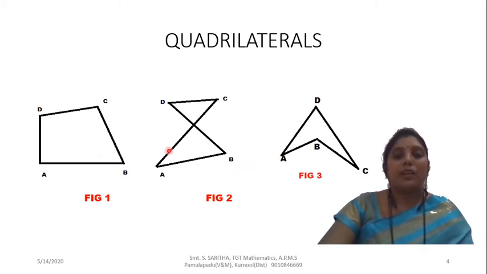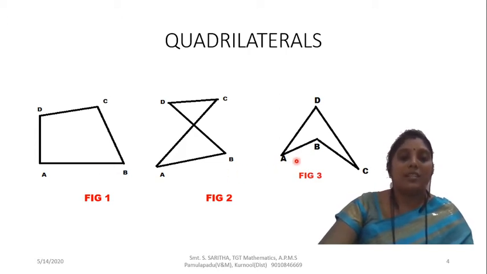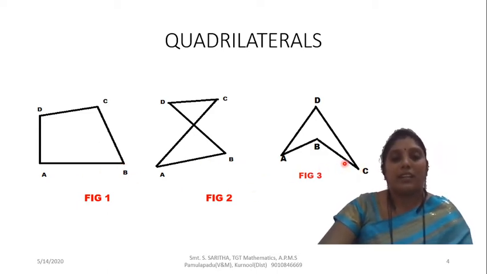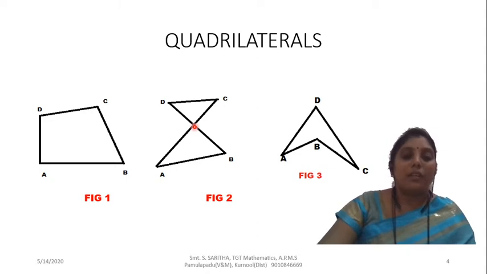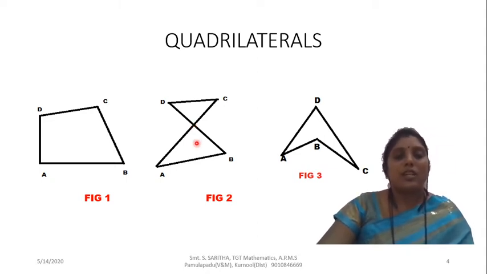When you observe figure 1, figure 2 and figure 3, figure 1 and figure 3 are the quadrilaterals formed with 4 line segments such that the 2 line segments intersect only at their endpoints. Only at their endpoints in figure 1 and figure 3. Whereas in figure 2, the 2 line segments AC and BD are intersecting somewhere in the middle of the figure. Of course, this is also a quadrilateral which is called a crossed quadrilateral.